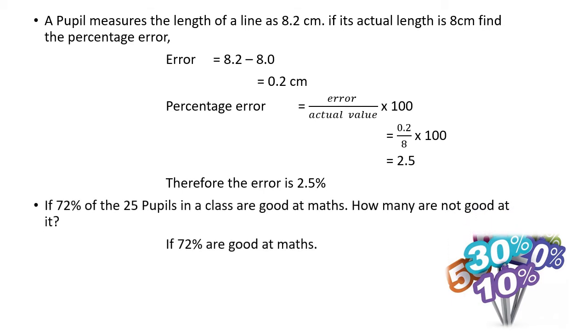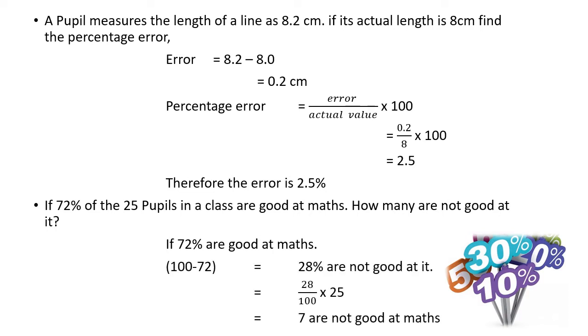Next example, if 72% of the 25 pupils in a class are good at maths, you have to find how many are not good at it. Here you can see 72% are good at maths. How can we find not good at maths? We have to subtract from 100. 100 minus 72%, 28% is the answer.